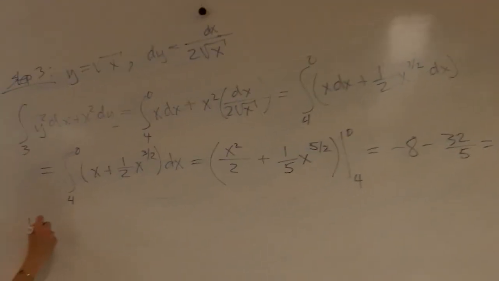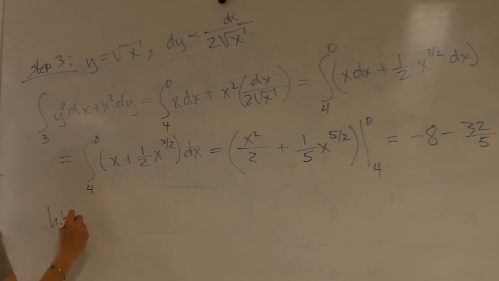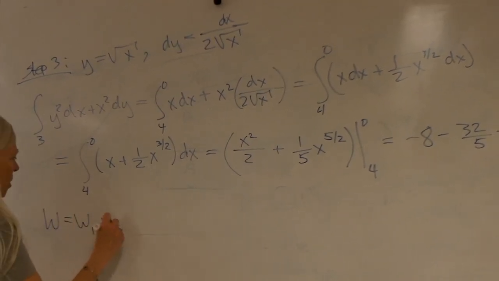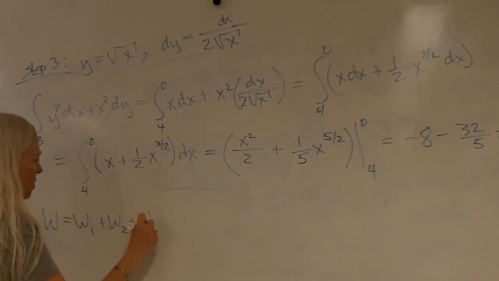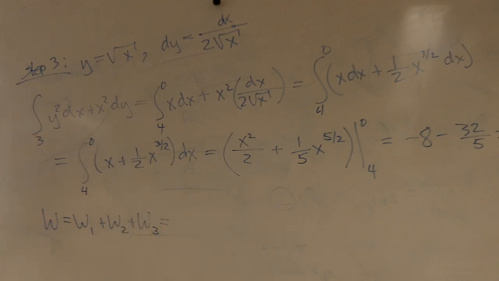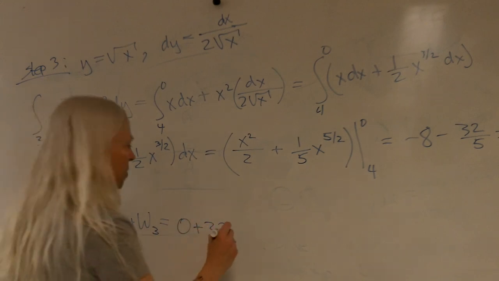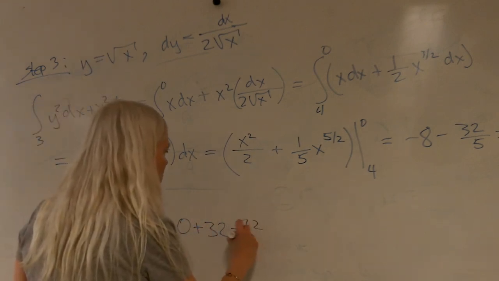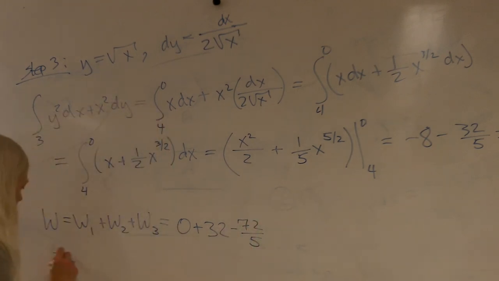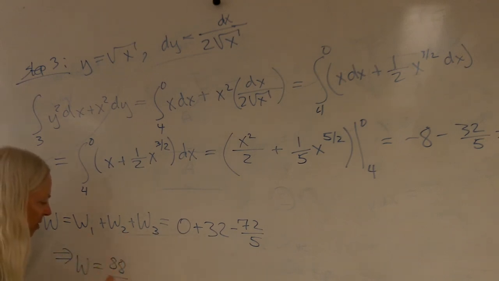So anyway, the work done then is the work done for step 1 plus the work done for step 2 plus the work done for step 3. We got 0 for step 1, 32 for step 2, and minus 72 fifths for step 3. I'll let you double check that if you put those over a common denominator, you find that the total work is 88 fifths.